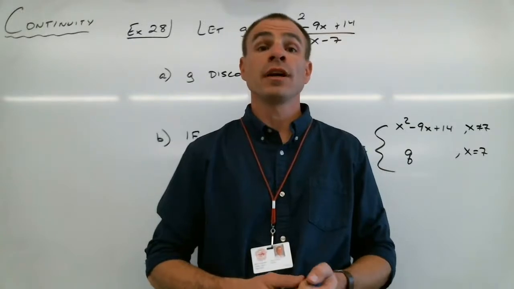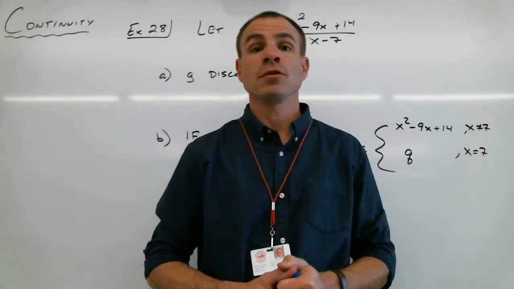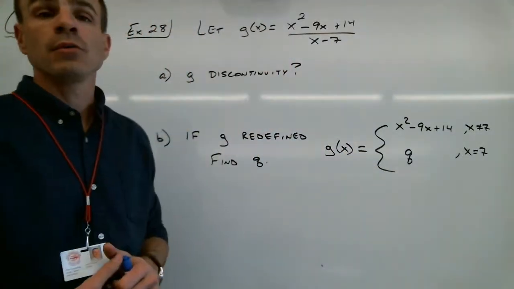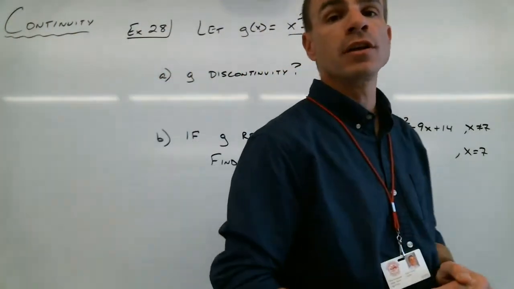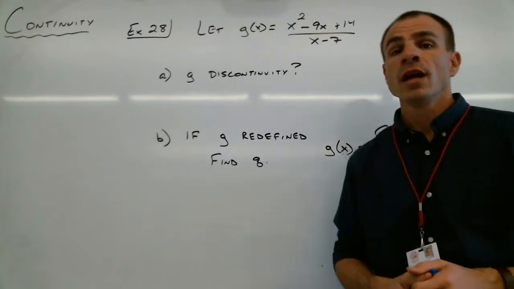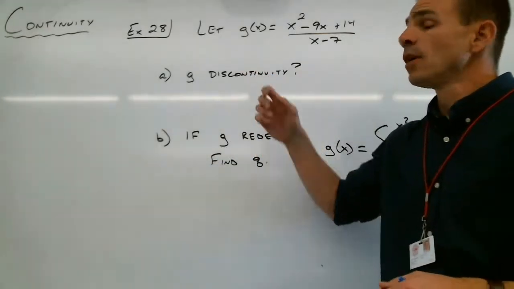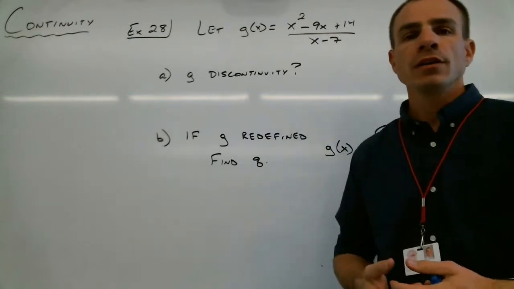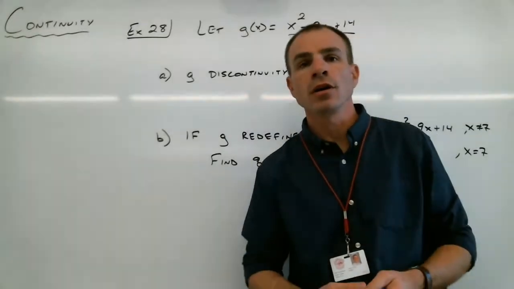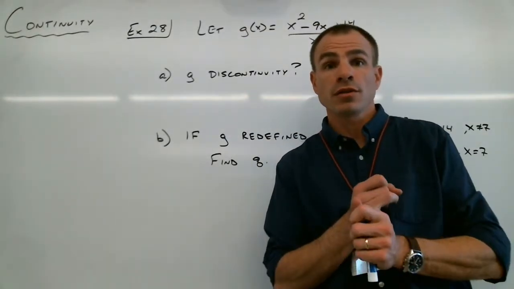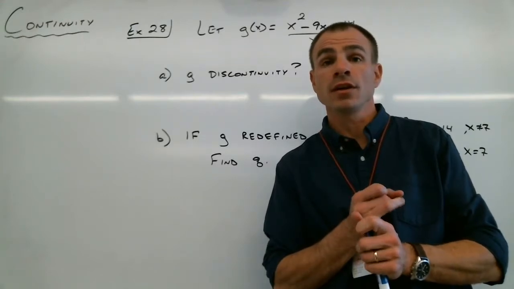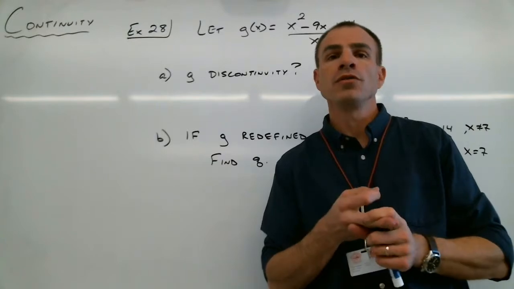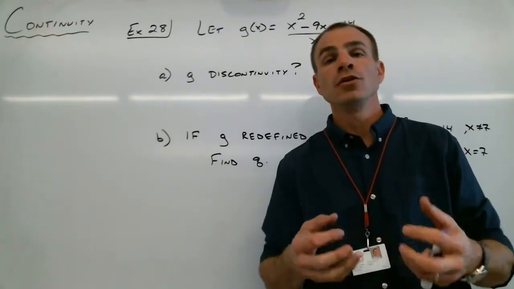Let's look more at this idea of redefining a function where there's an issue. In example number 28, we have g of x is equal to (x squared minus 9x plus 14) over (x minus 7). And the first question that we want to deal with is, where, if at all, does g have a discontinuity? Well, we know points of discontinuity are going to occur when the limit as x approaches a certain value of the function does not exist, or when the function itself does not exist, or when those two values, the limit and the function, do not equal each other.